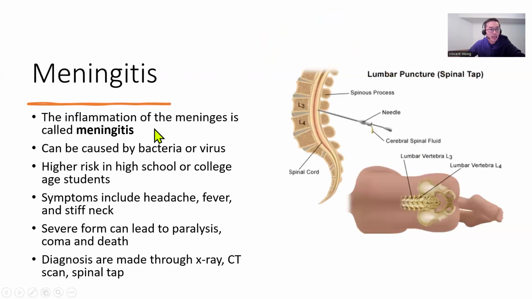Hydrocephalus. All right, meningitis. Meningitis is the inflammation of the meninges, and it can be caused by bacteria or viruses.